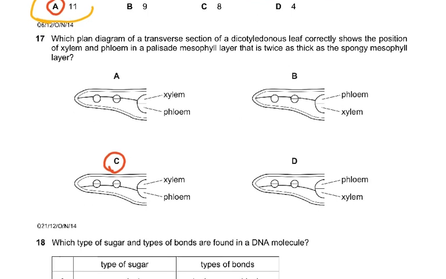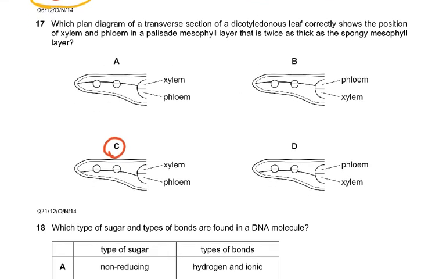Which diagram of a transverse section of a dicot leaf correctly shows the position of xylem and phloem in a palisade which is twice as thick as the spongy layer? Well, that's not part of this chapter, I'm sorry. But the answer to that was C, because you know the upper part is the upper xylem.